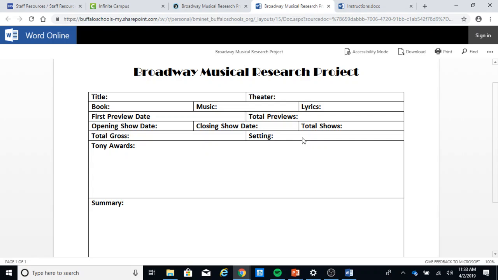Okay, the setting. Settings sometimes are specific, like Rent is specifically the Lower East Side of Manhattan in New York City in 1989. December 31st, 1989 to be exact, to December 31st, 1990. Very specific. You're going to want the date, at least the year, and the location, if you can get it. But some are not as specific as Jonathan Larson was with Rent.